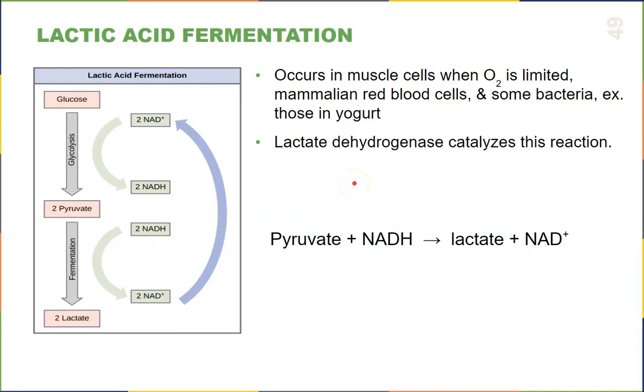So the first type of fermentation we'll talk about is lactic acid fermentation, which is what we do. Lactic acid fermentation occurs in the muscle cells, usually when oxygen is limited. So when you've gone for a long run or you've been playing sports for hours at a time, your cells will start to utilize lactic acid fermentation because they're just not getting enough oxygen. So it's not a bad thing. They need to do it in order to generate NAD again, and this is how they do it.